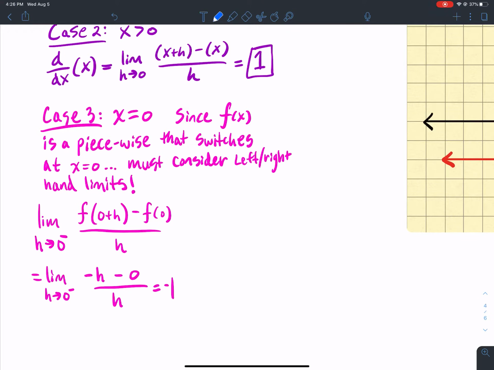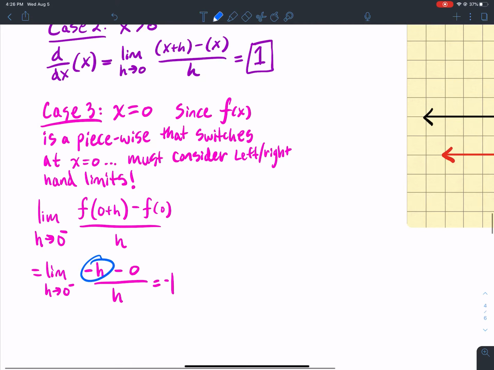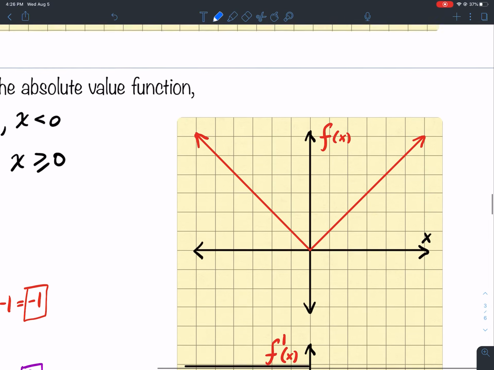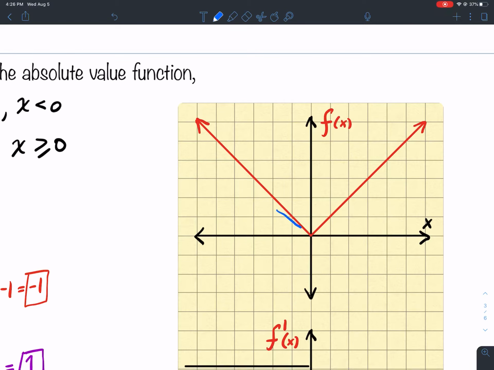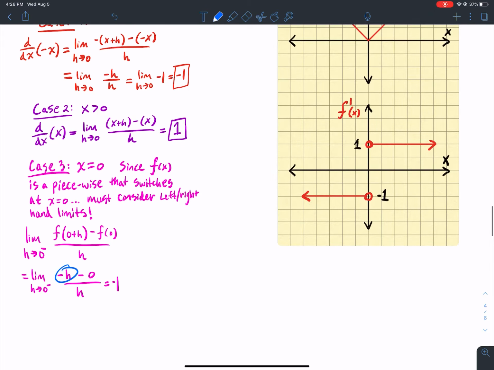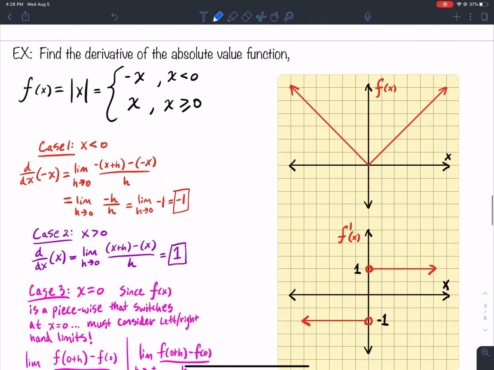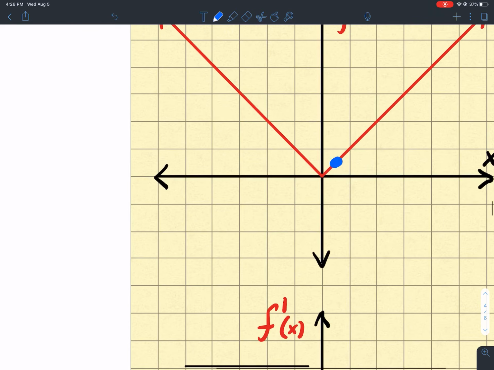So when I simplify here, I have negative h over h, which simplifies to negative 1, okay? So this says, coming in from the left side, my slope is negative 1, and that makes sense. When I consider x values close but on the left, that's a negative 1 slope. Makes perfect sense. Now let's consider values on the right side. If I pick x values on the right side, clearly this gets me a slope of a positive 1, okay?